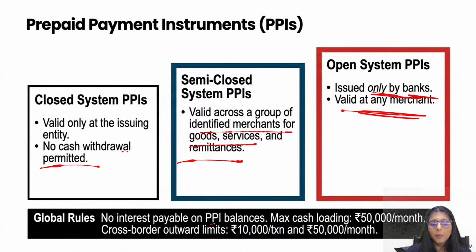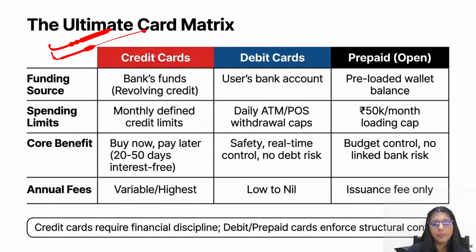No interest payable on PPI balance. Max cash loading is 50,000. Cross-border outward limit is 10,000 and 50,000. This is important. Read this ultimate card matrix: credit card, debit card, prepaid. Funding sources, spending limit, core benefit, annual fee. Read this.